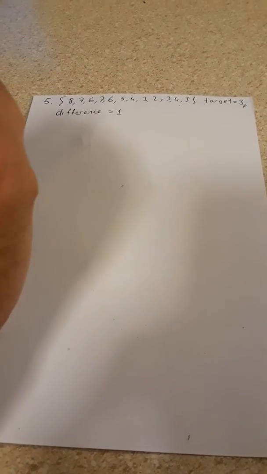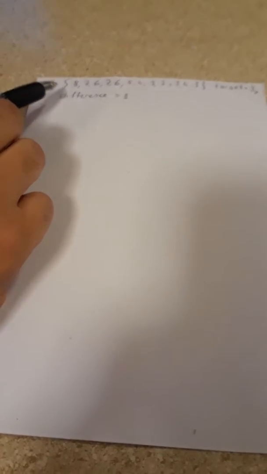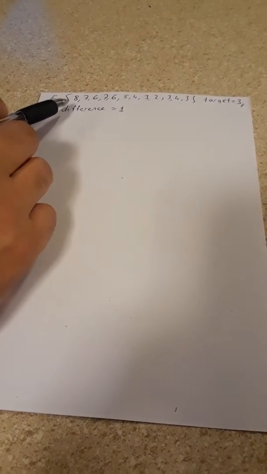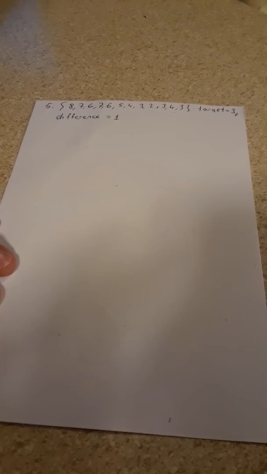So here's the solution to the problem 5. Here we have an array of elements where the difference between adjacent elements is just 1, and we have to find the first appearance of a particular target value, and how we could find the element that we're looking for.